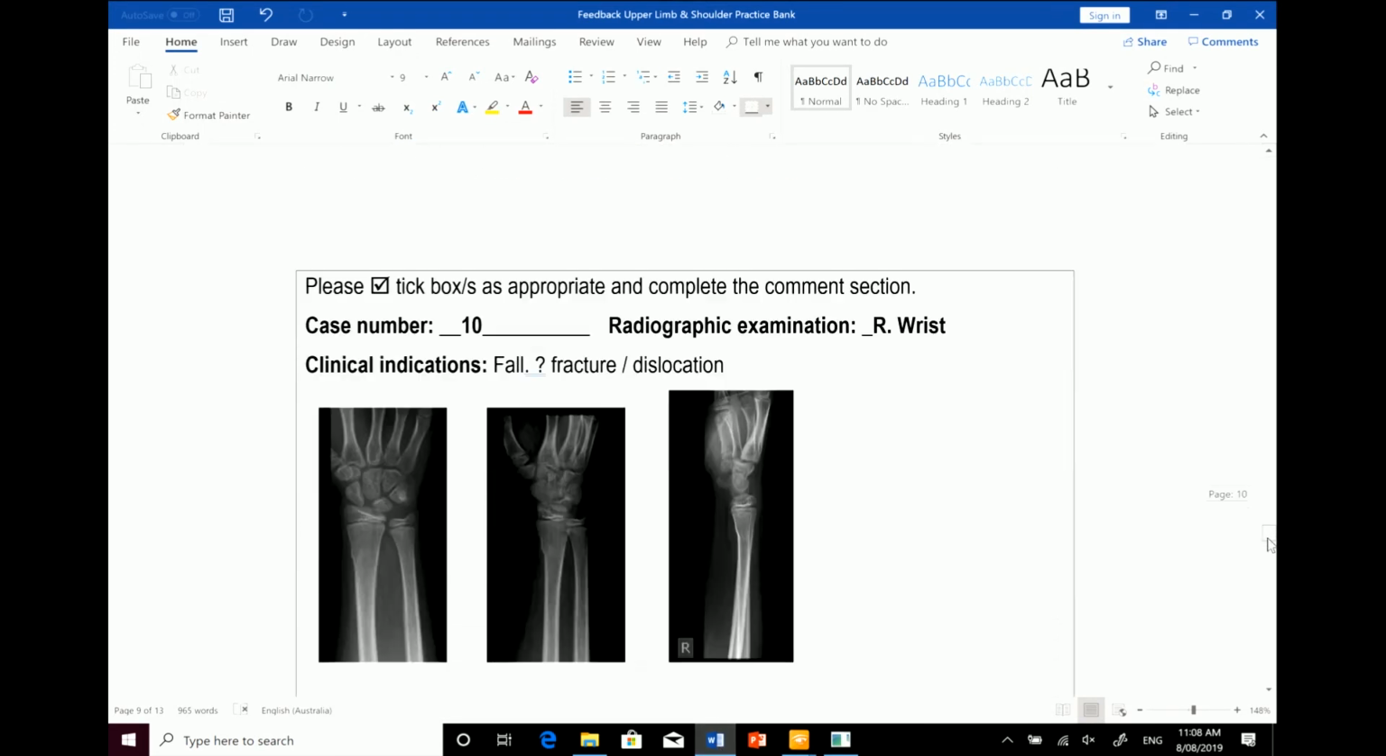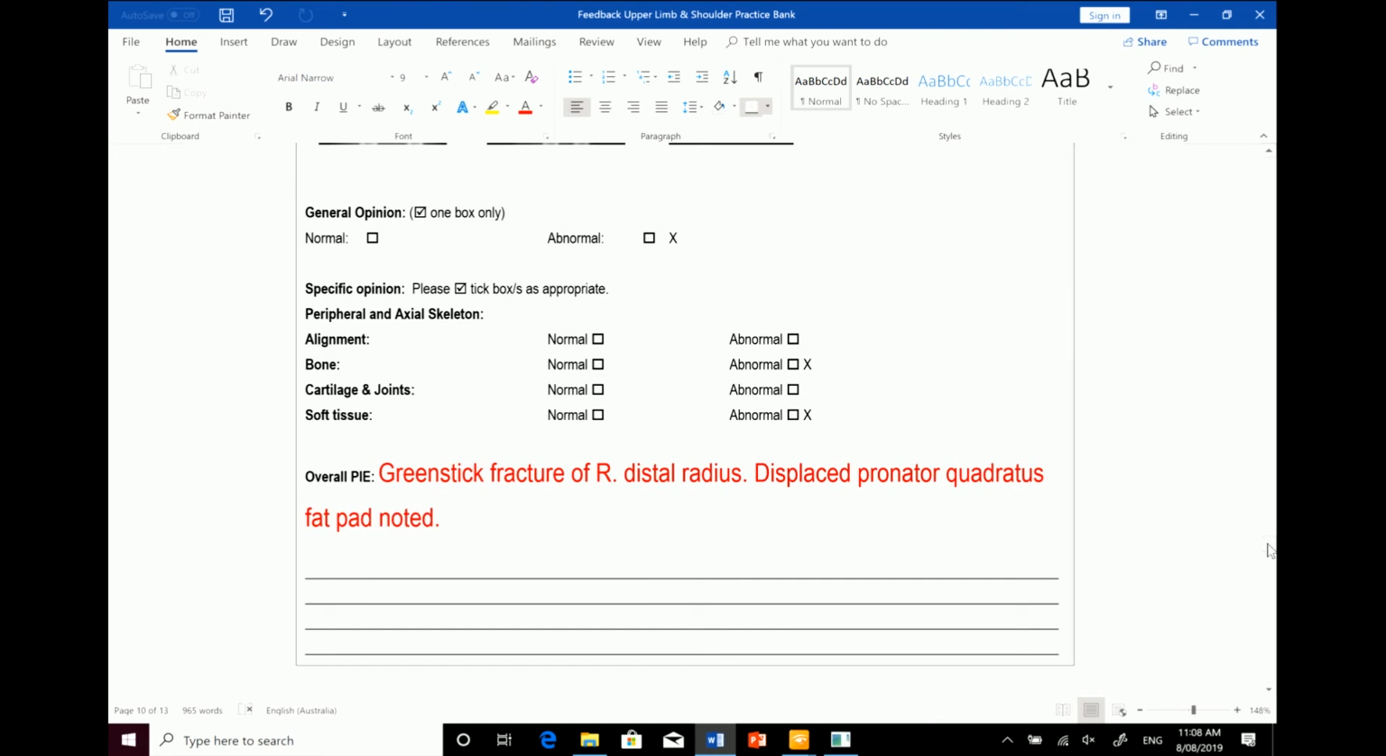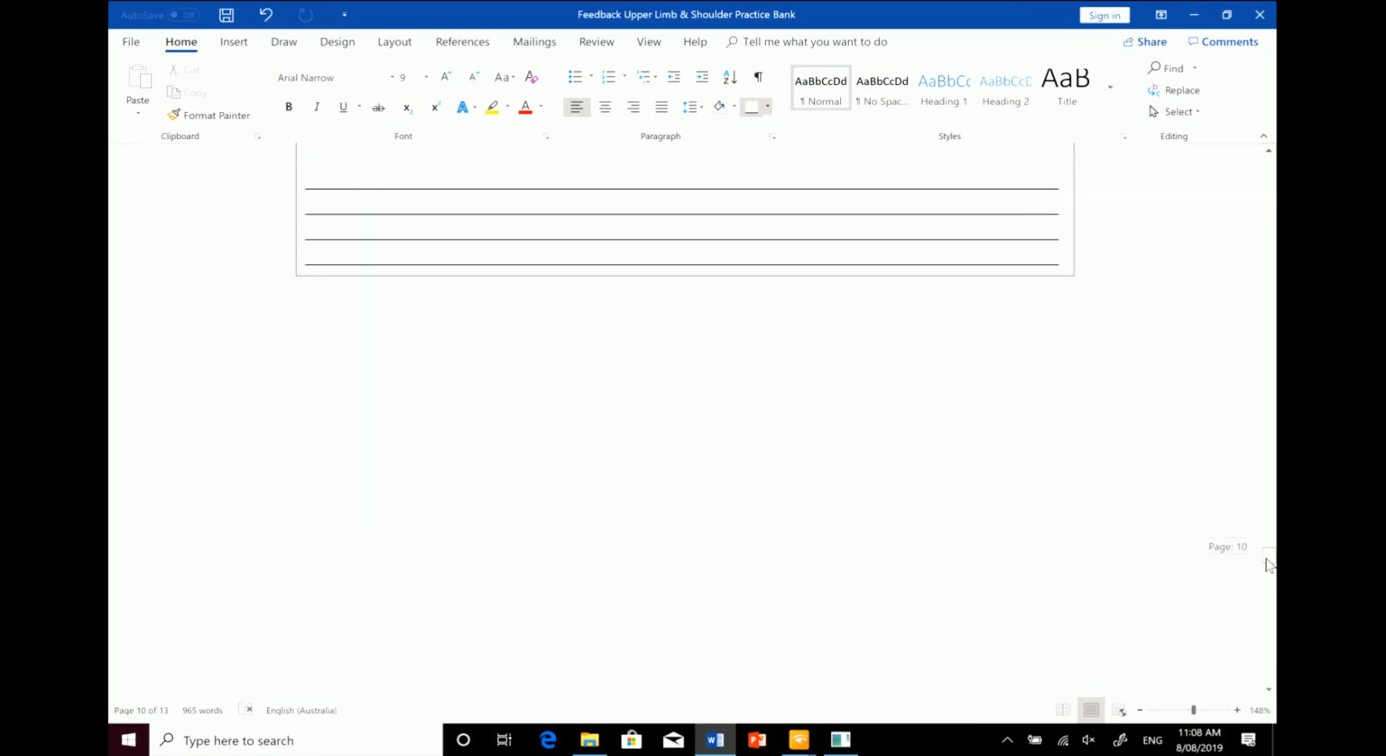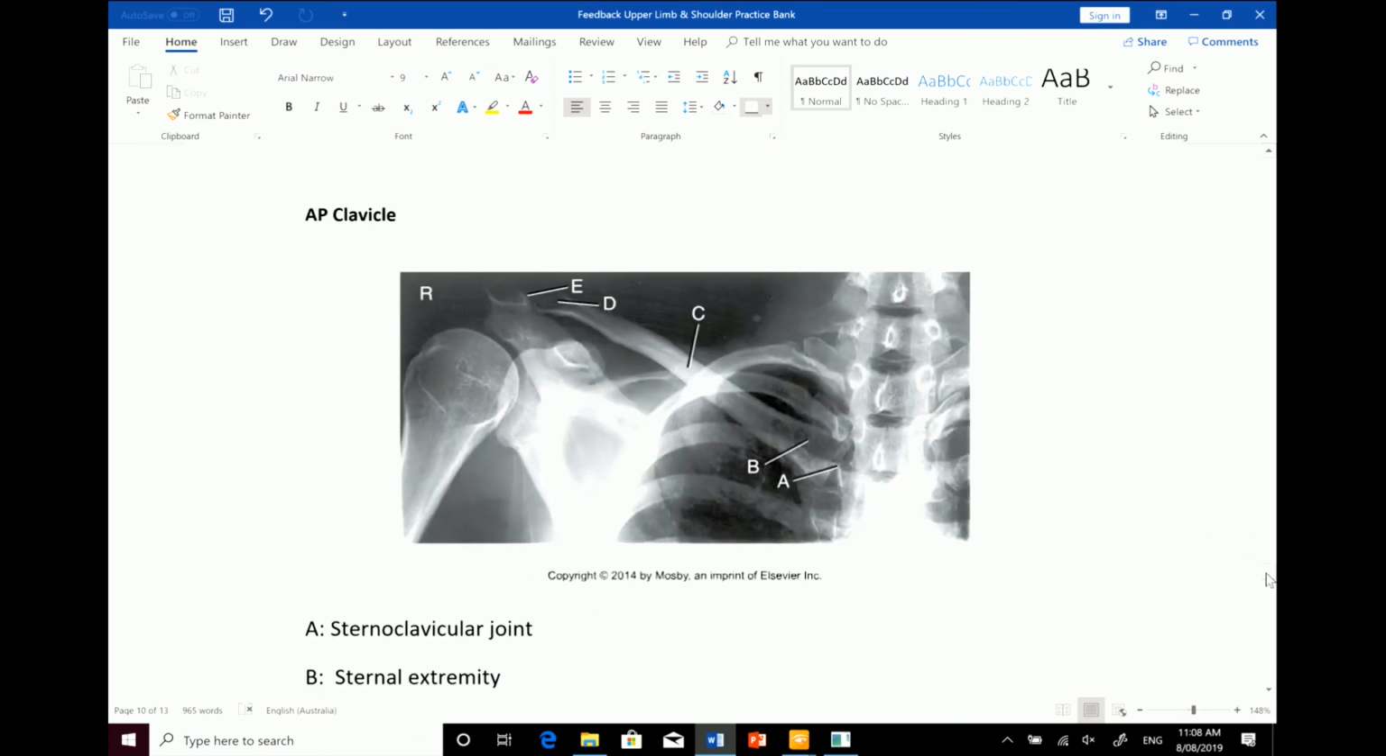Okay, so for this case then, it will be abnormal. The bone is abnormal, and then with the displaced pronator quadratus fat pad, the soft tissue is abnormal. So it's a greenstick fracture of the right distal radius. So that concludes the 10 practice bank cases, but I did promise you that I will provide feedback on the slides that I've given of the images, the additional images.